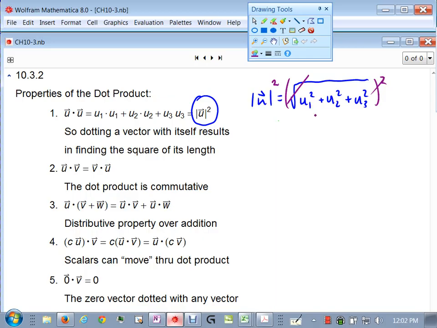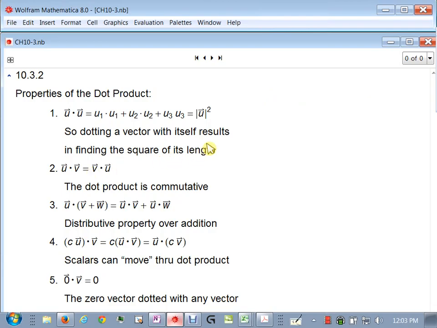And I'm left with u1 squared plus u2 squared plus u3 squared. But isn't that what this is? Yeah. So when you dot u with itself, you get the magnitude of the vector squared. Make sense? All right. So when you use dot product, aside from that, of course, that number that you get has nothing to do with the magnitude? Stay tuned. The geometry of it all is about to come, but let's just get the mechanical part of it first.